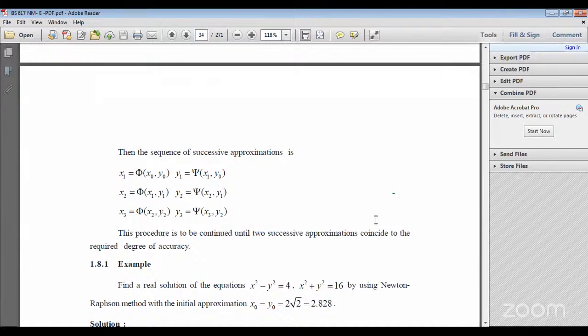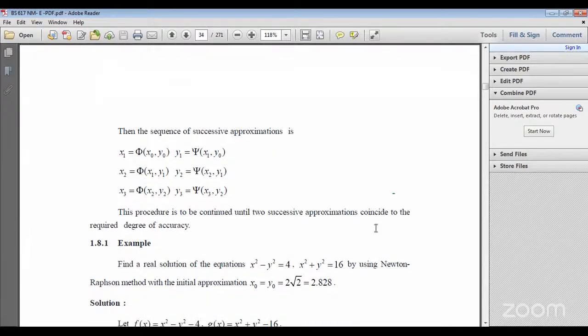See here x0, y0, x1, y1, x2, y2, x3, y2 for psi and phi. There is a difference between psi and phi. The procedure will continue through successive approximations.